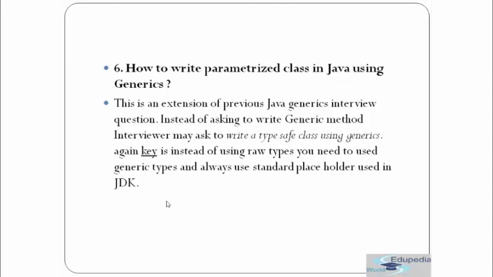So how to write a parameterized class? Well, I would say it would be more about writing a type safe class. So a parameterized class could also be called a type safe class using generics. And again, the key is instead of using a raw type, you need to use a generic type and always use standard placeholders used in the JDK like T, E, K, and V.